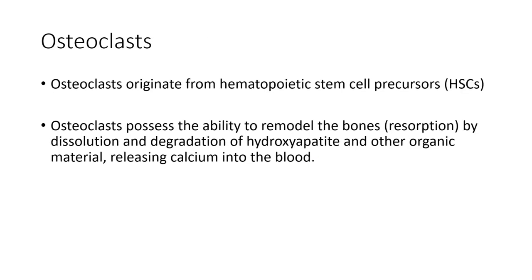Osteoclasts originate from hematopoietic stem cells, HSCs, which are a little bit different than the MSCs. Osteoclasts break down bone, or resorb bone, by dissolving or degrading the hydroxyapatite and other organic material, releasing calcium into the blood, which we'll talk about. It's pretty important for a few different things.